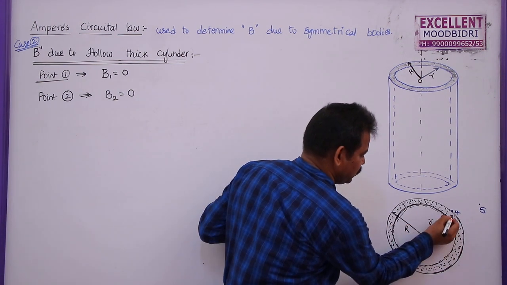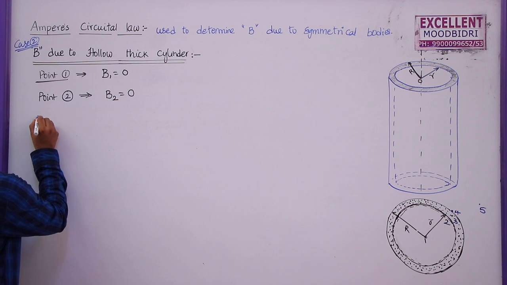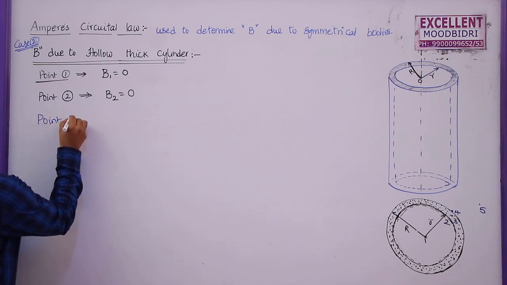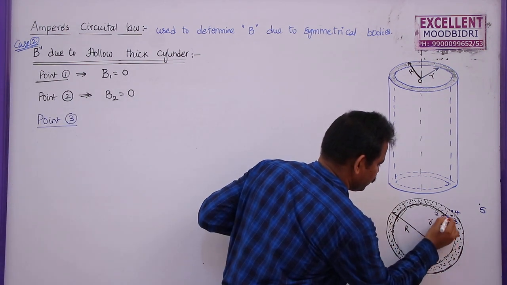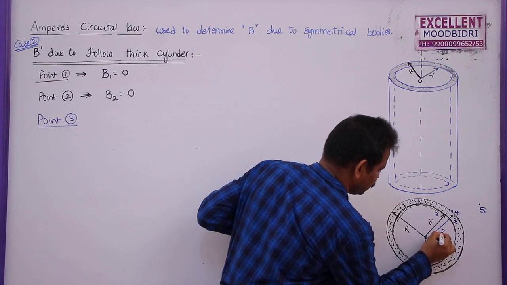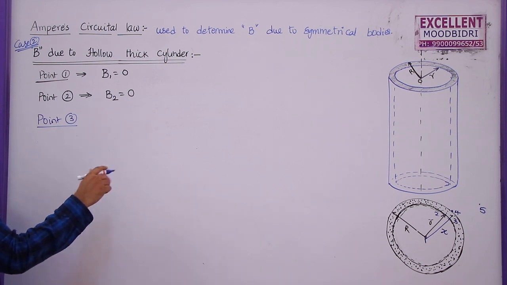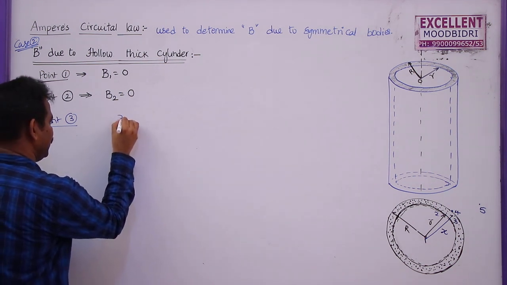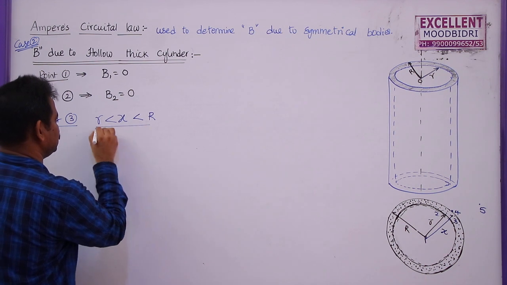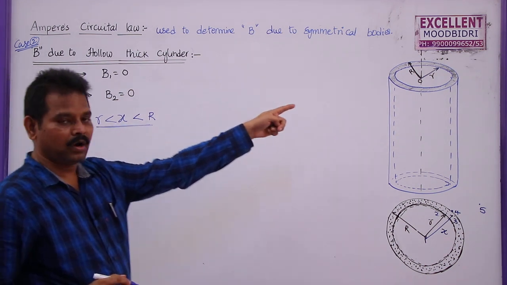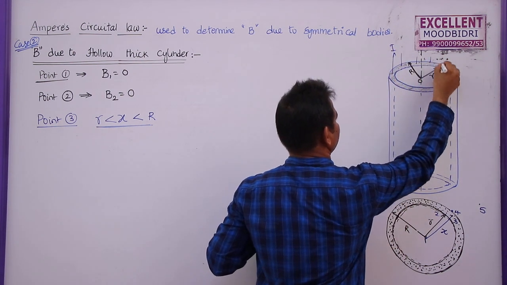Now the third point is here, so I am going to write this as point 3. At point 3, what is the distance of this point? Let me take it as x. So x is greater than small r but less than capital R. What is the total current that is passing through this cylinder? Let us say the total current is I.